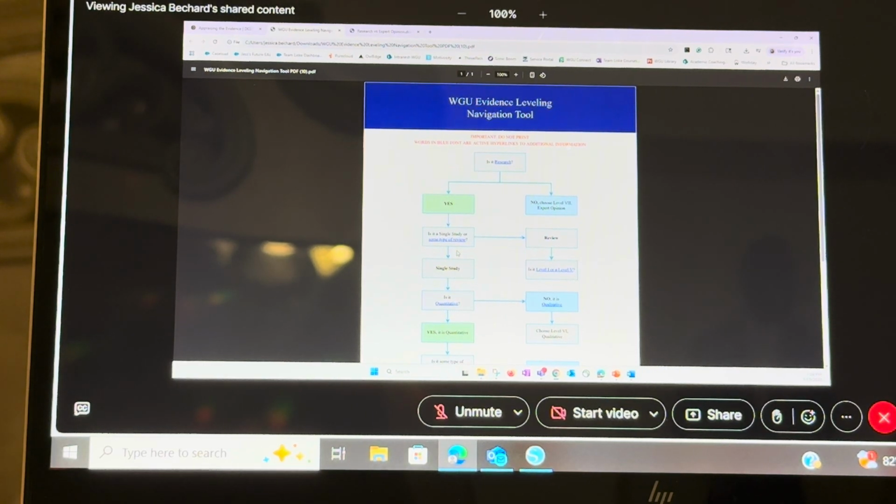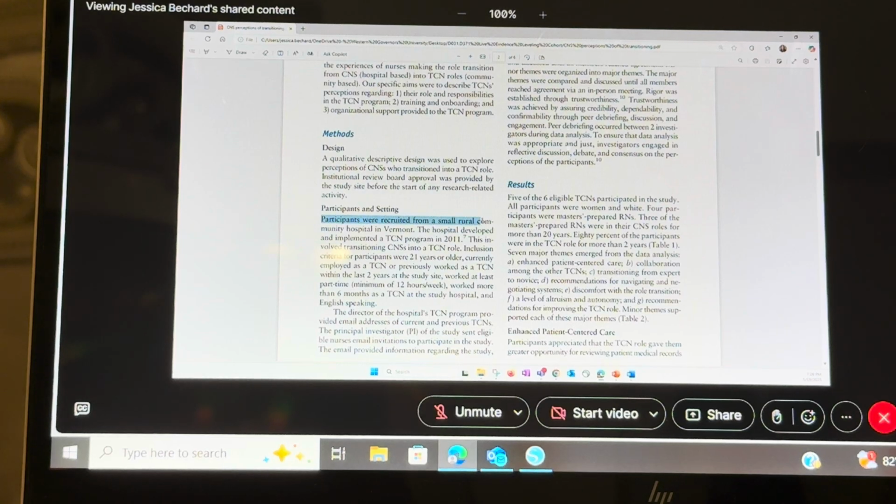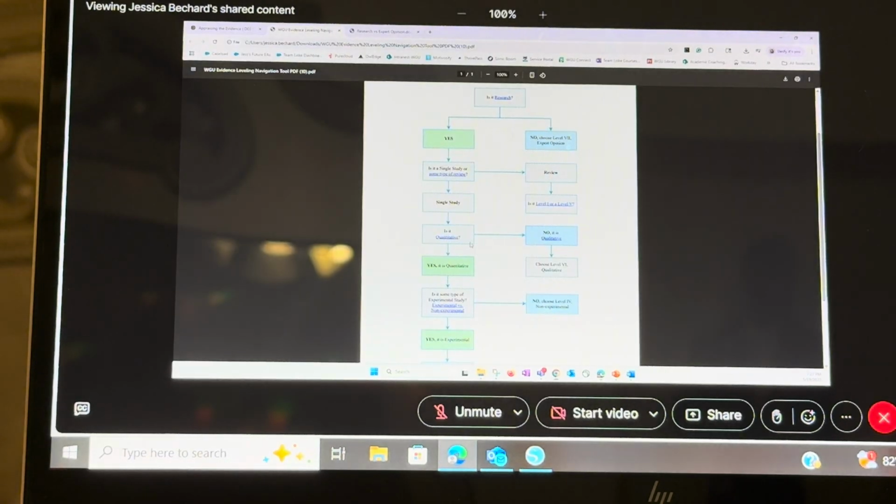So Diane thinks it's a single study. Does anybody else agree or disagree? Janet thinks it's a single study. So yes, you all would be correct. It is a single study. And the reason it's a single study is because it has participants in it, right? So if we go back to this article, participants were recruited from a small community hospital in Vermont. And that's the whole reason it went through IRB approval.